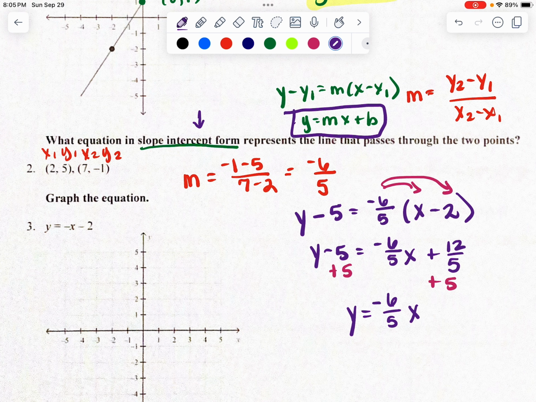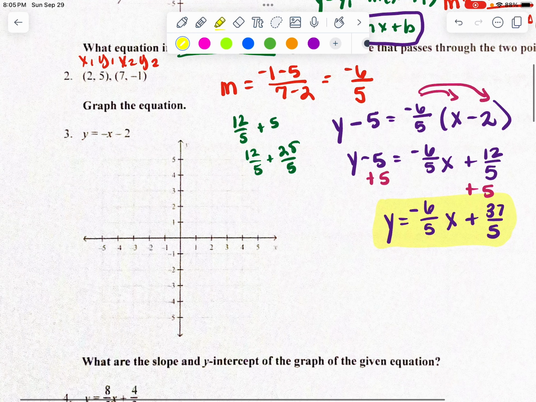And then 12 fifths plus 5. If you want to do that off to the side, 12 fifths plus 5 is the same thing as 12 fifths plus 25 fifths, find a common denominator, so that's going to be 37 fifths, which is not a nice y-intercept, but that is my solution for that one. So whenever you're given 2 points and asked for slope-intercept form, you have to use point slope form or the other method in order to get there.